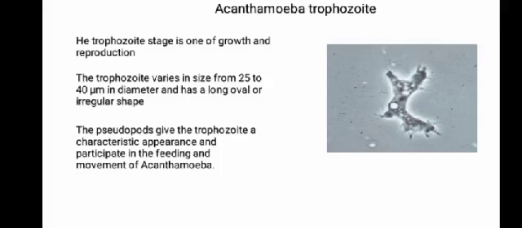Acanthamoeba trophozoites: the trophozoite varies in size from 25 to 40 micrometers in diameter and has a long oval or irregular shape. The cytoplasmic boundary of the trophozoite is unclear and the endoplasm is granular, which emits several acicular or spinous pseudopods extending to the whole surface of the cell. The pseudopods give the trophozoite a characteristic appearance and participate in the feeding and the movement of Acanthamoeba.